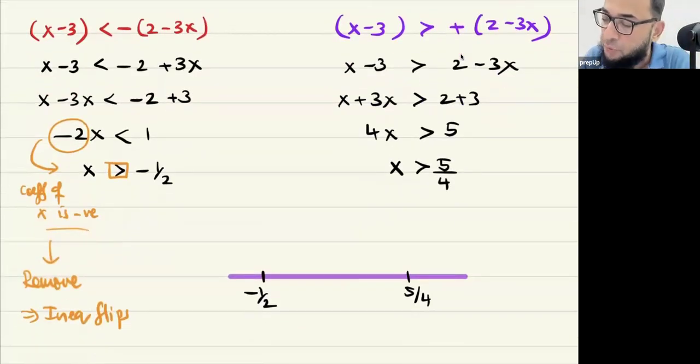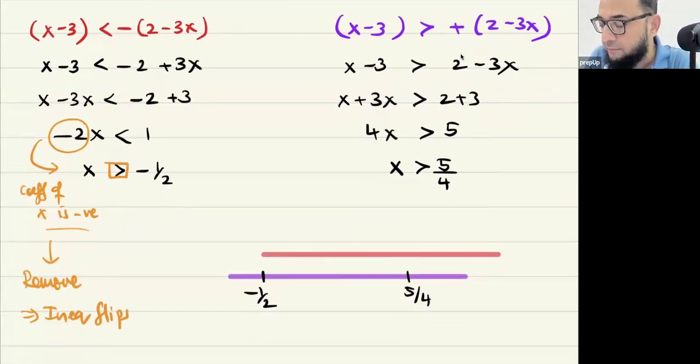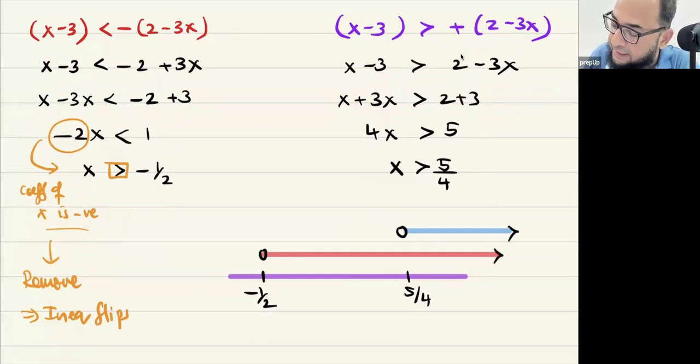What we obtained from the red one is moving to the right. So let me just draw a line like this and put an arrow. And the other one is 5 over 4, which is moving like this. With the black marker, this is x is greater than 5 over 4, and x is greater than negative half.